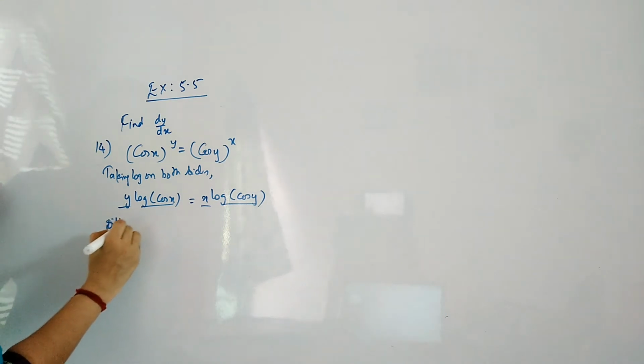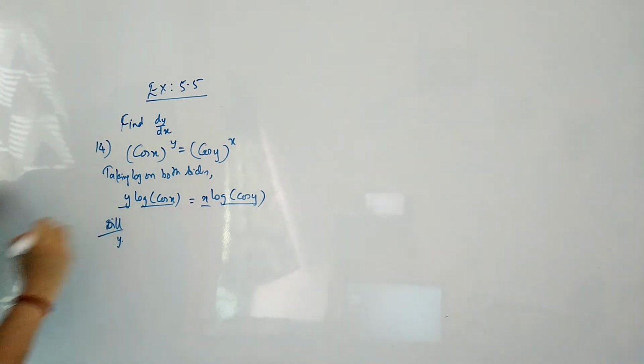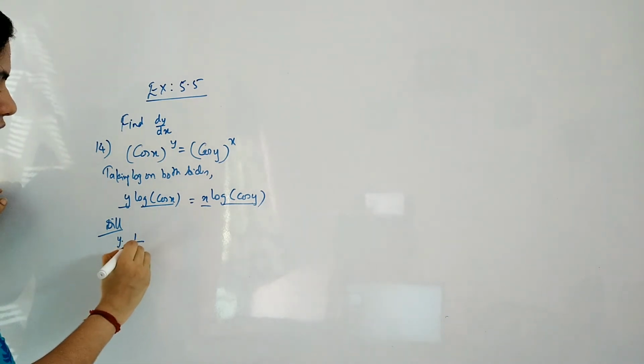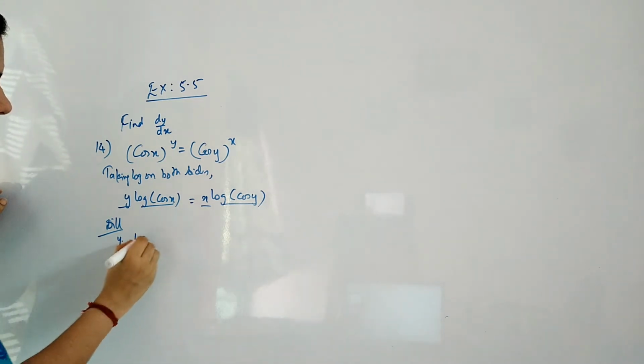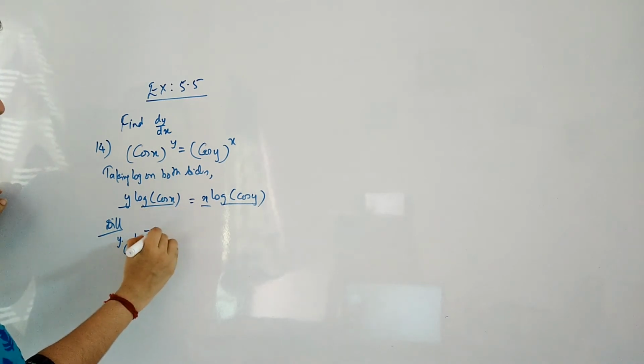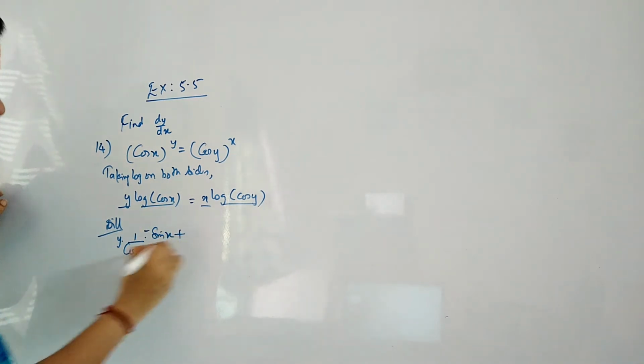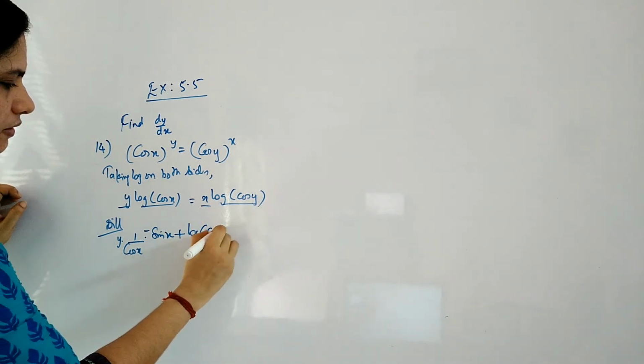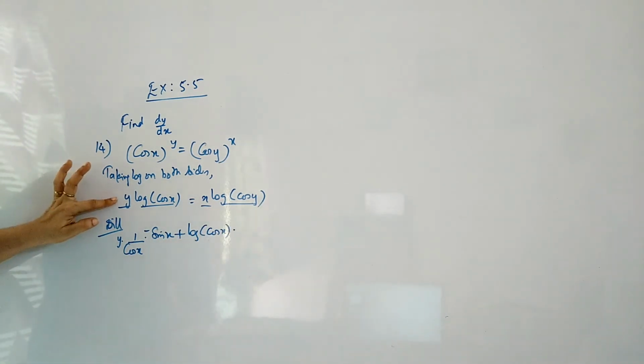So differentiating, what you get? Y into derivative of log of cos x will be, log of something is 1 by cos into derivative of cos is minus sin x, plus log of cos x into derivative of y.